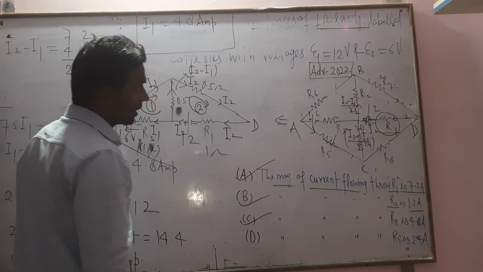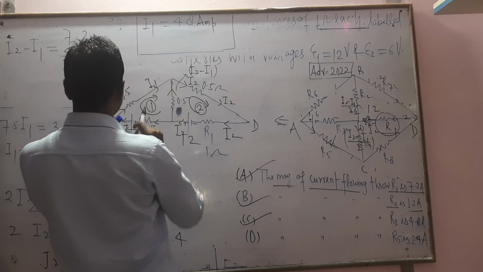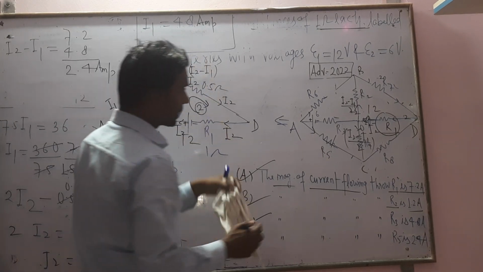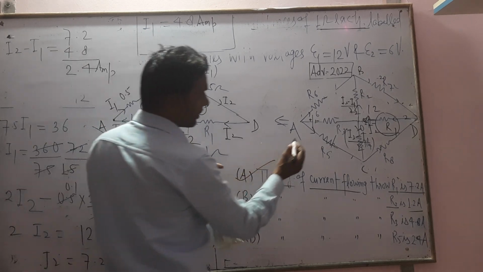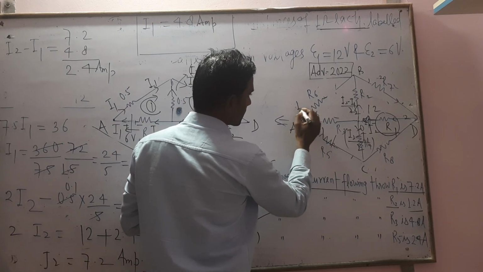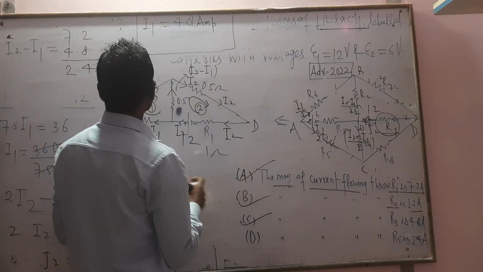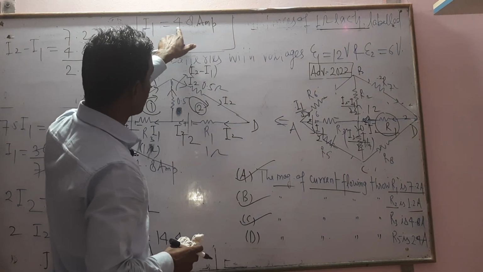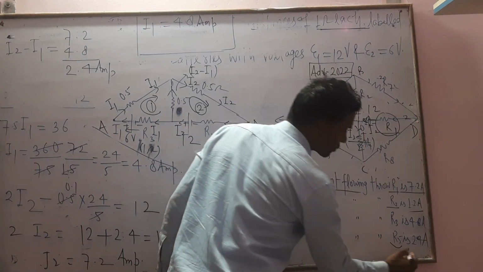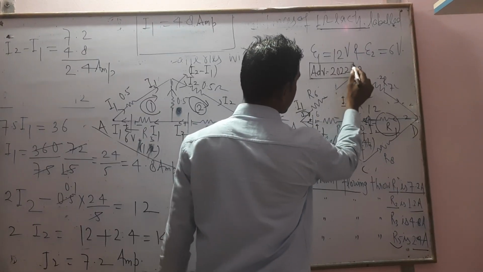In R5, what will happen? In this circuit, the current I1 equals 4.8 ampere. This is the current I1, and in this circuit it is I1 by 2 and also I1 by 2. So 4.8 divided by 2 equals 2.4. So in R5 also 2.4 current is flowing. So options A, B, C, D are correct. This question is from JEE Advanced 2022.